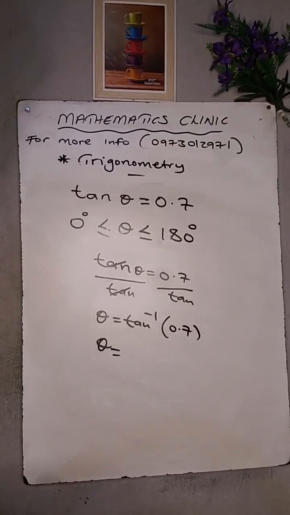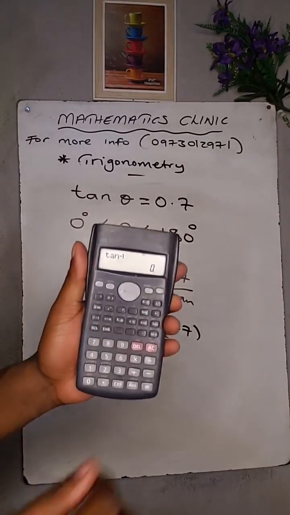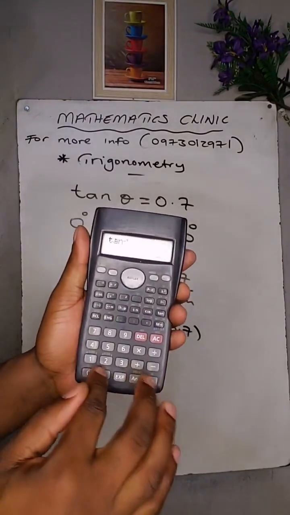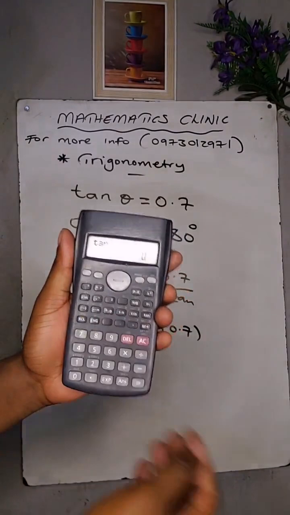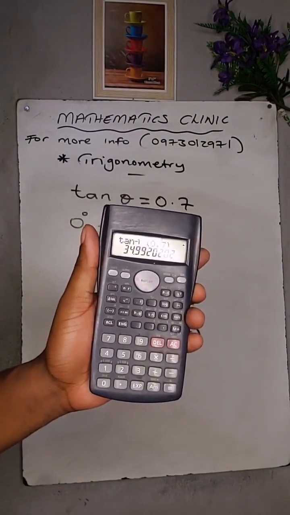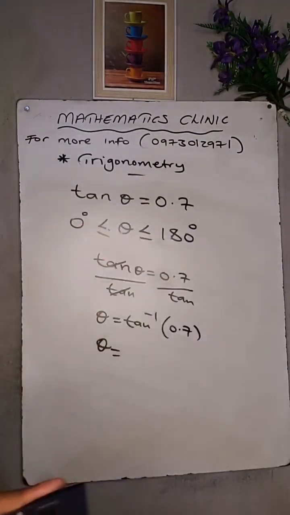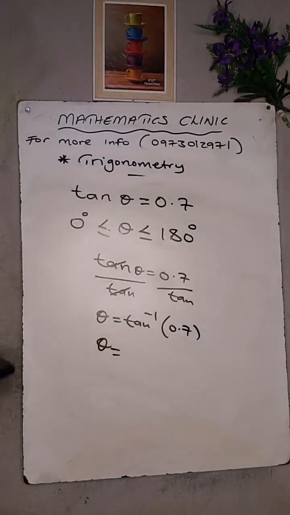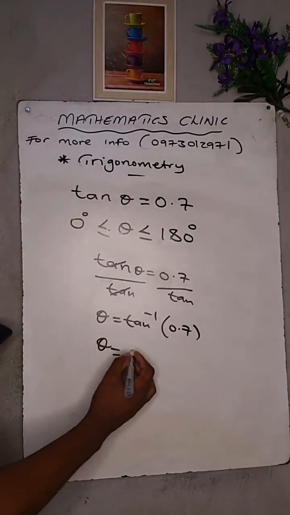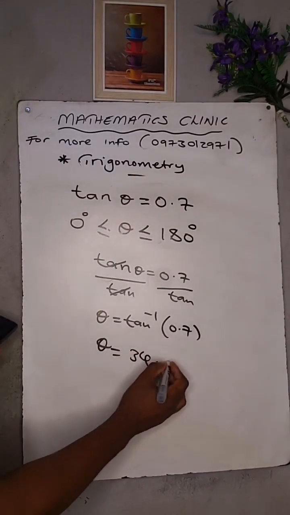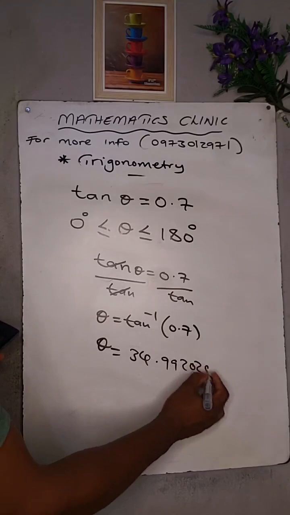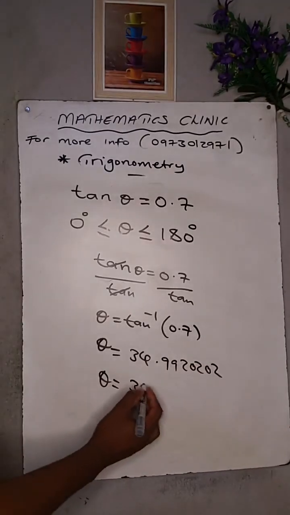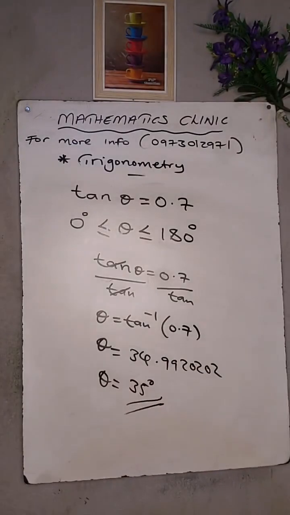All right, so we are going to press shift tan, of, I normally put in brackets, 0.7. We get 34.9920202. All right, so our theta is 34.9920202. We just say 35 degrees. It's rounded off to the nearest degree.